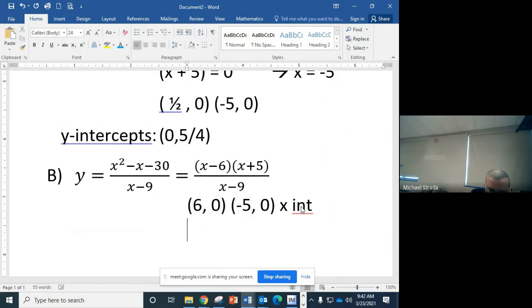Your y-intercept would be (0, 10/3). Pretty good with that? Because you're just plugging in 0. And when I do that, I'm going to end up with negative 30 over negative 9. Negative over negative is positive. 30 over 9 reduces down to 10/3. And then don't forget, as always, x equals 9 is your vertical asymptote.